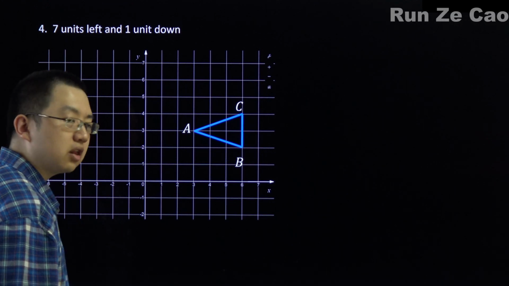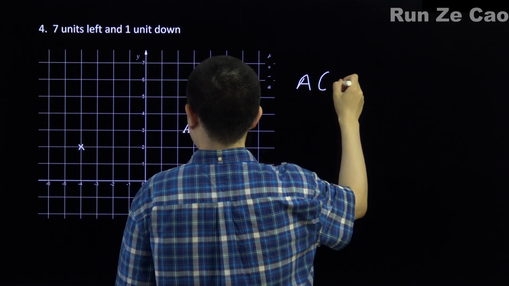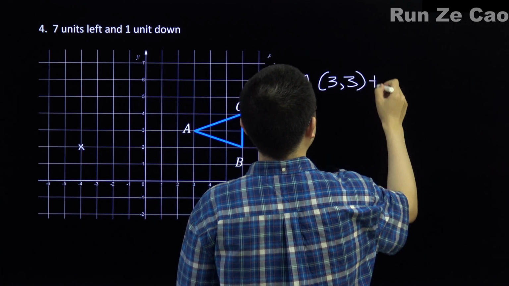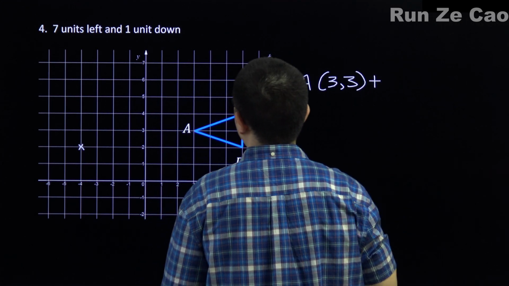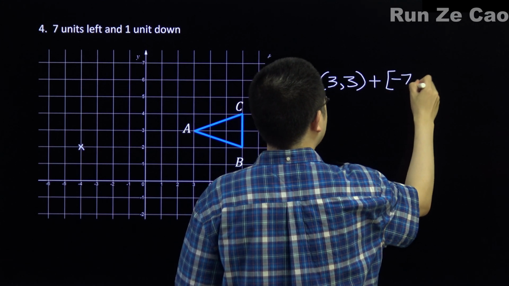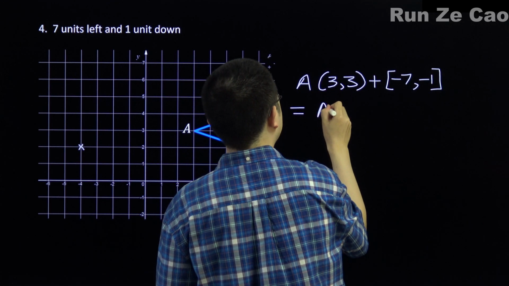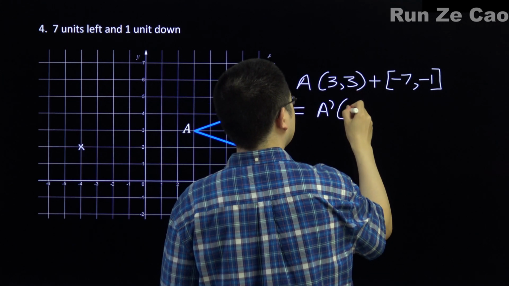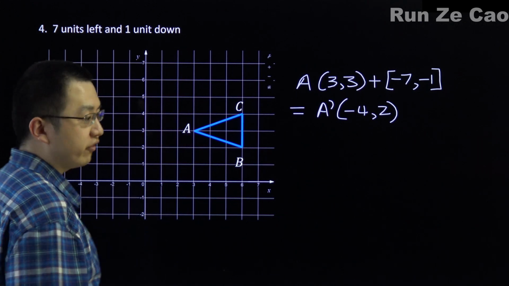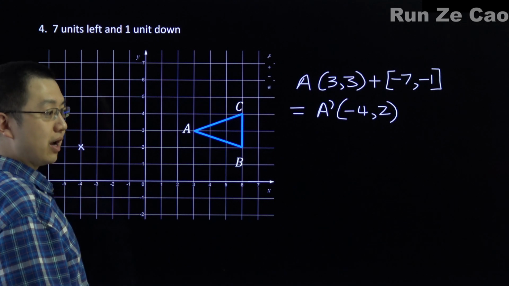So you can do this by graph paper, or you can take A, 3, 3, and add the transformation of 7 units left and 1 unit down. Negative 7, negative 1 equals A prime at negative 4, 2. So yeah, you can use math for this. But of course, if you have a grid, why not use it?